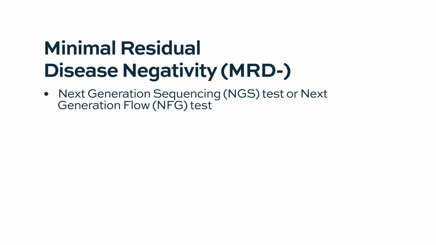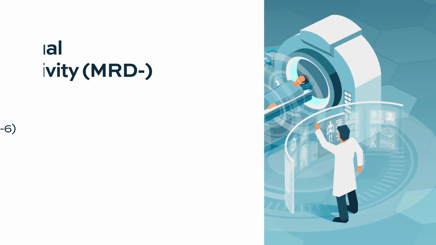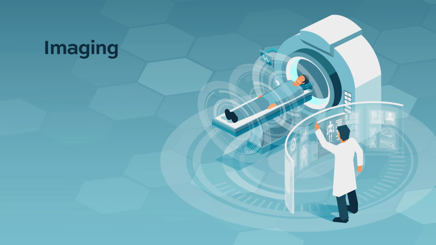The next step is the minimal residual disease negativity, and there are also different levels, but the most important is to know that we use machines like either next generation sequencing or next generation flow cytometry, where we put a large number of cells, for example 100,000 or 1 million cells, and if there is no myeloma cell in this 100,000 or 1 million cells, then we call it minimal residual disease negativity, and we also have to add what sensitivity did we use.